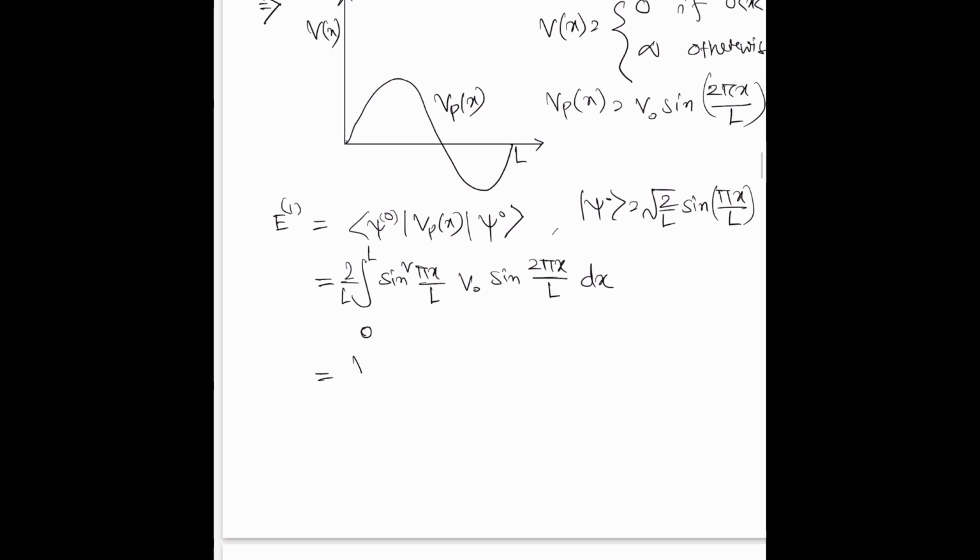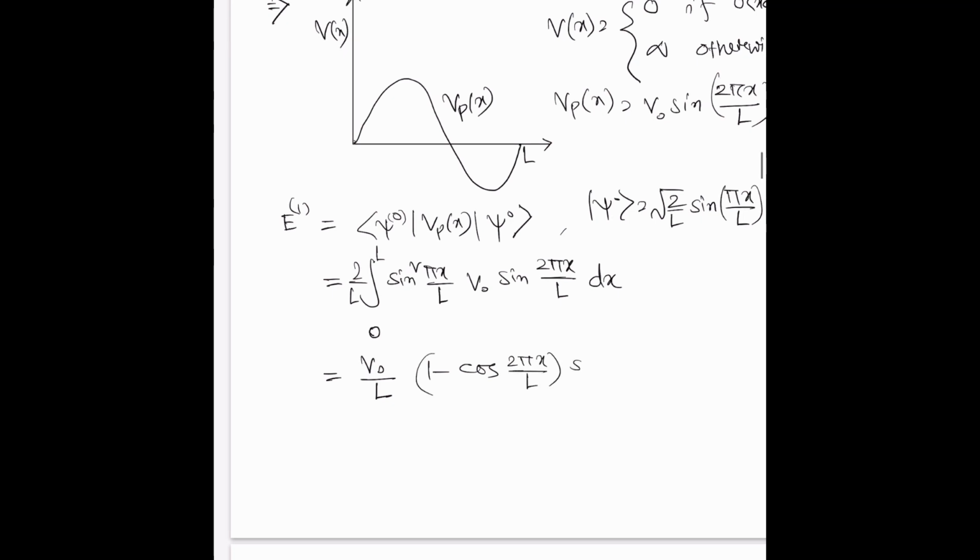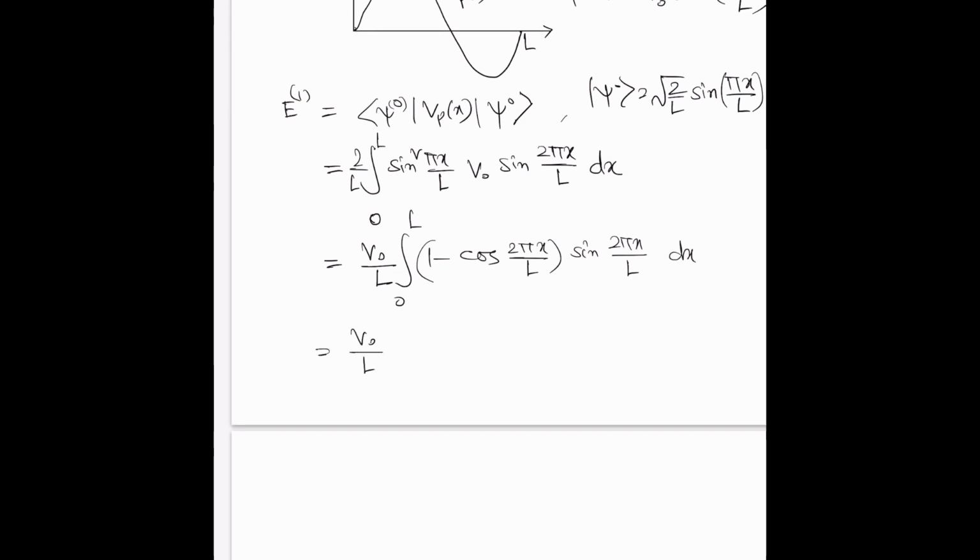Now V0 by L is out, and 2 sine square pi x by L will be 1 minus cos 2 pi x by L, into sine 2 pi x by L dx, integration from 0 to L. So it is V0 by L, integral of sine 2 pi x by L dx, minus half, this will give us sine 4 pi x by L, because 2 sine A cos A equal to sine 2A, dx, integration 0 to L.